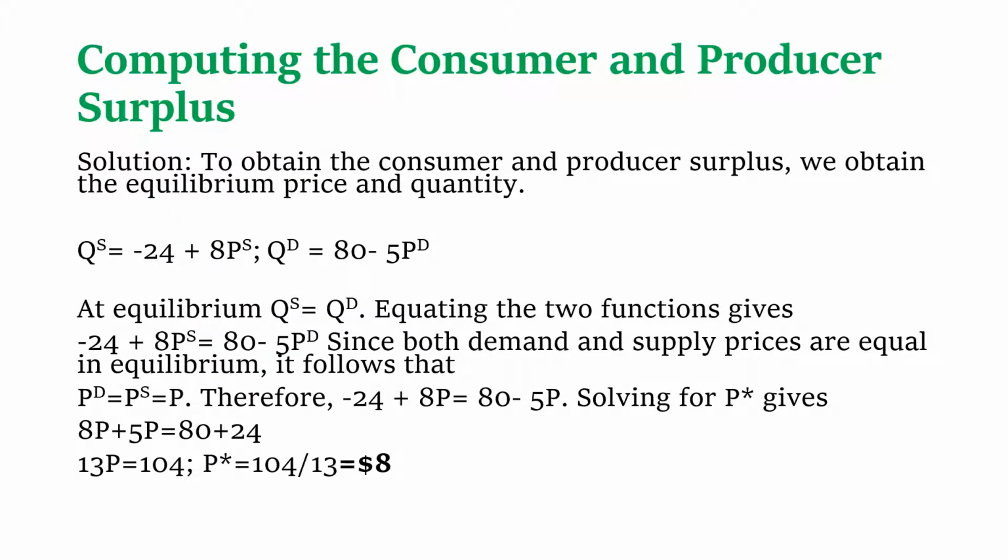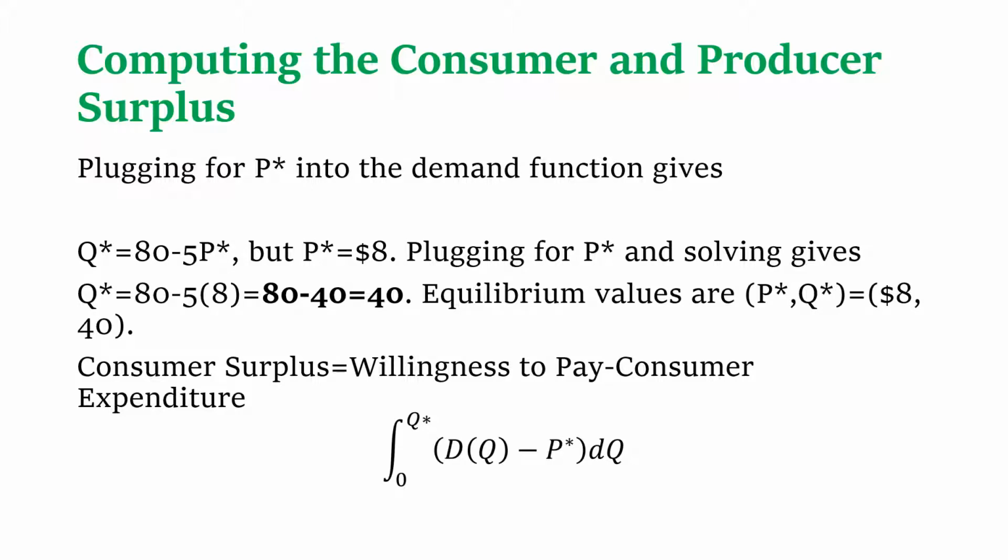So how do we do that? It's so simple. We just equate these two and then we solve. Demand equals supply, we equate them and find the value of P. Remember, in equilibrium, PD equals PS equals P, so just change everything to P. Then you find the answer, which is 8. If you plug this into the demand function, you have the equilibrium quantity as 40. Now the equilibrium values are just 8 and 40.